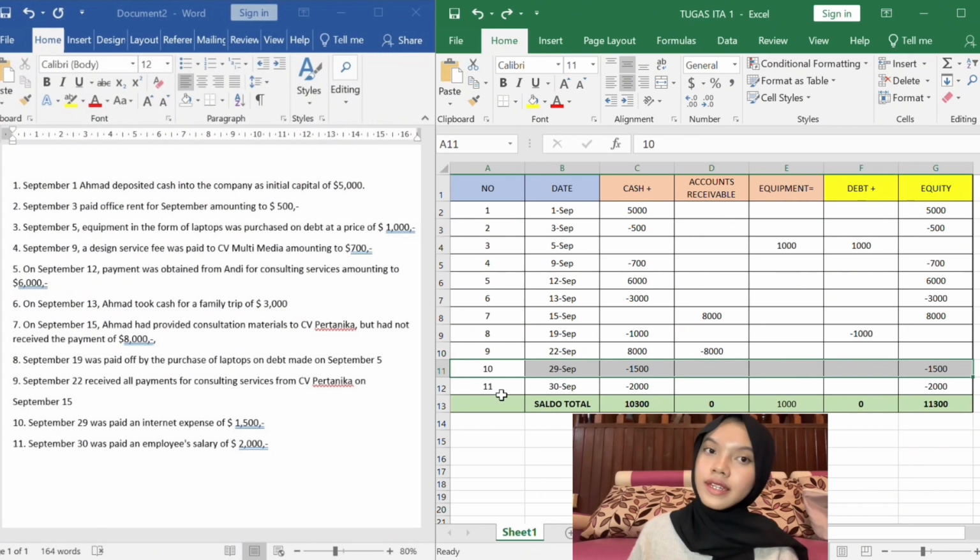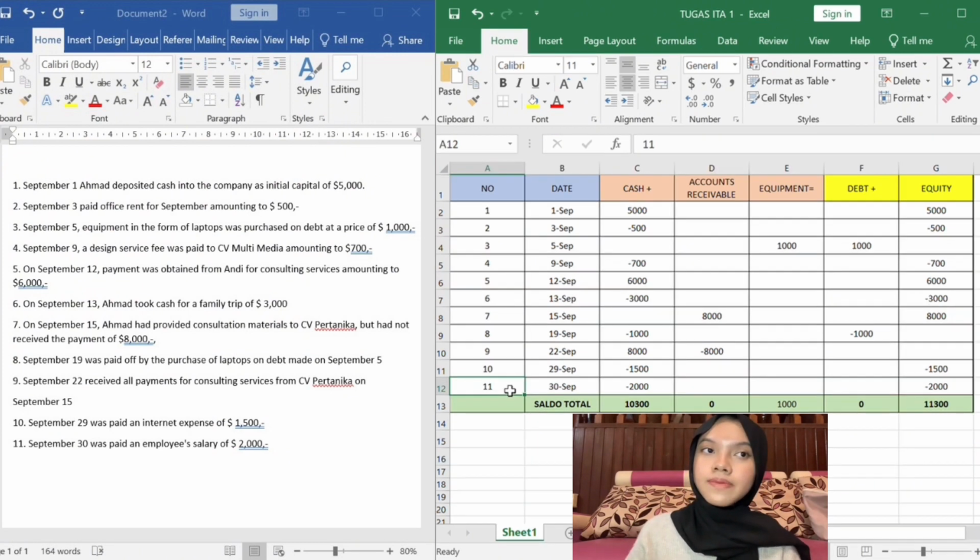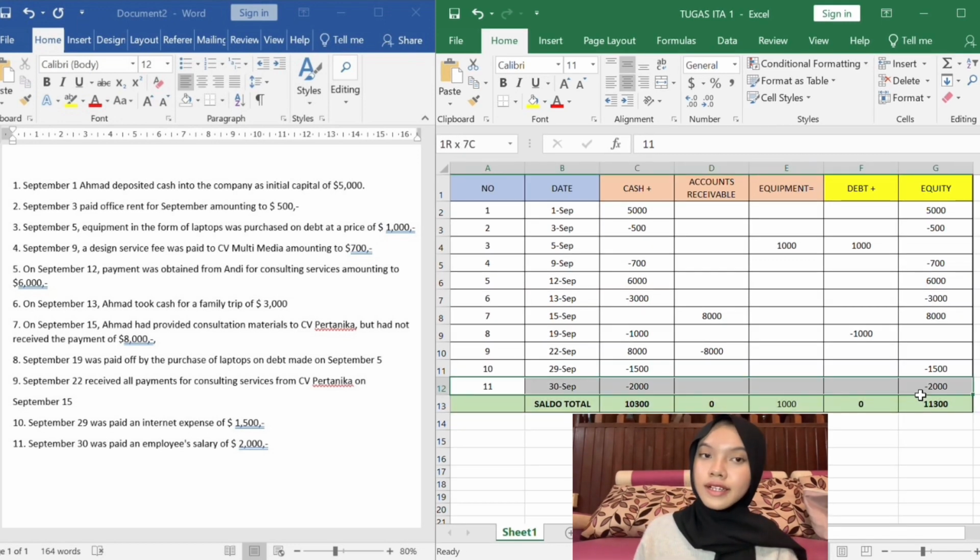And the last one, September 30 was paid an employee salary of $2,000. It adds into the cash and equity table, but the cash and equity decreased $2,000 to pay an employee salary.